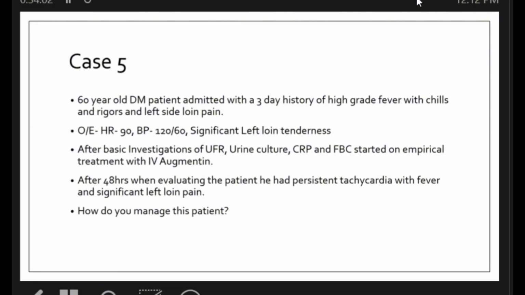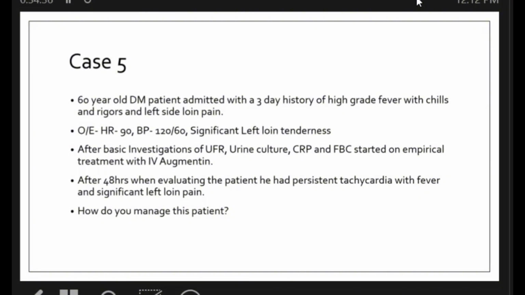This is the third pitfall really, the emergence of antibiotic resistance. But in this particular instance, what happened? After 48 hours there is no good improvement. There is persistent fever, tachycardia, and some left loin tenderness. So you have to review your diagnosis, or consider that the patient may already have a complication. Most of these patients have acute pyelonephritis, and with treatment delay they may end up with perinephric or renal abscesses.